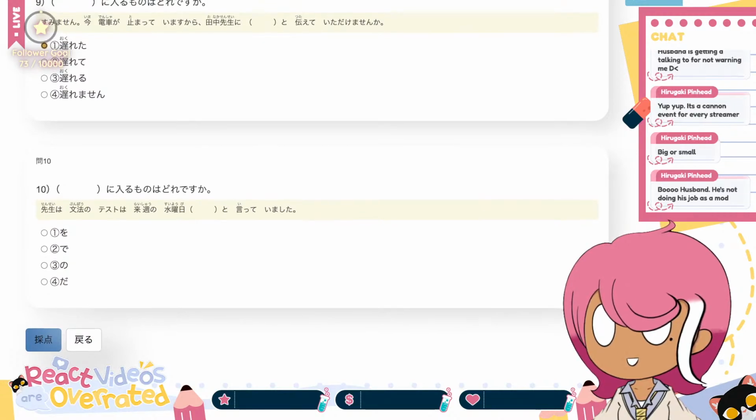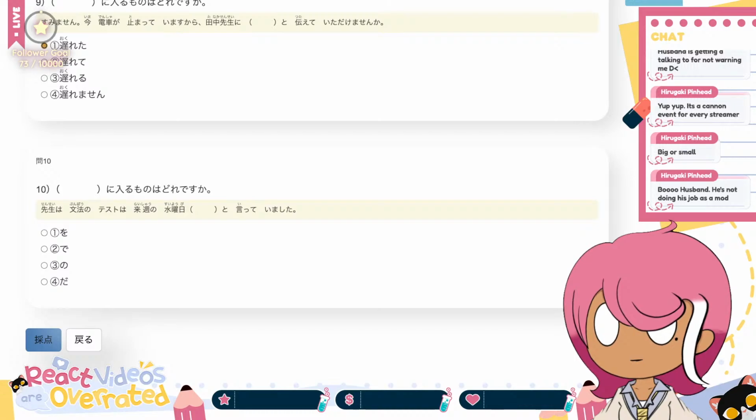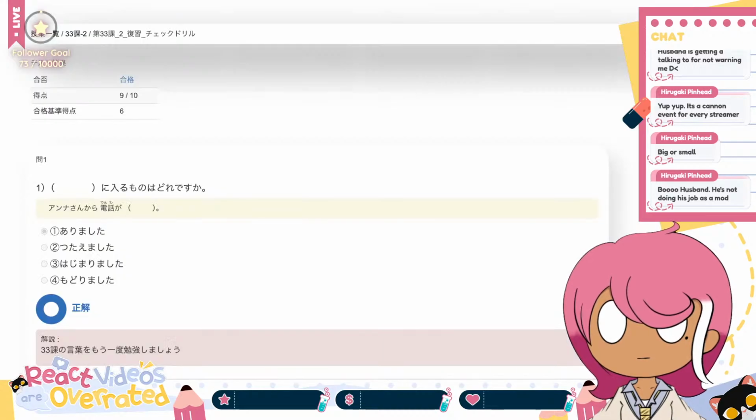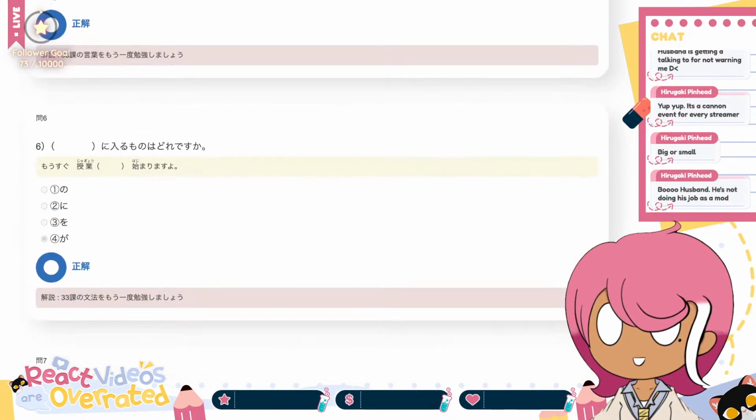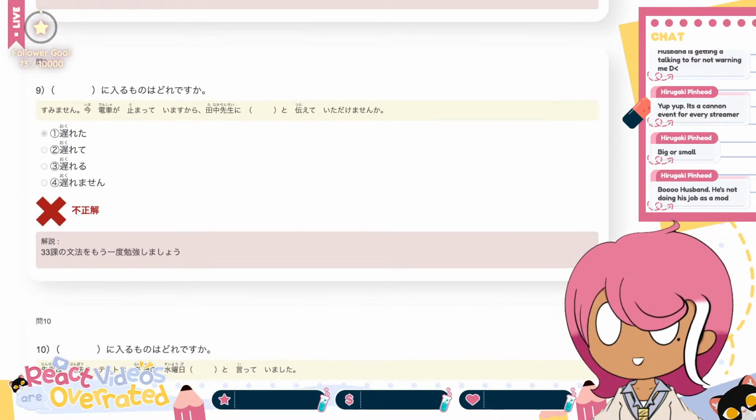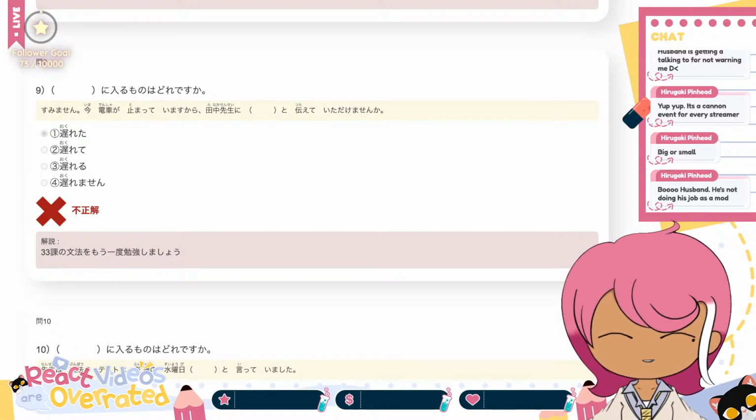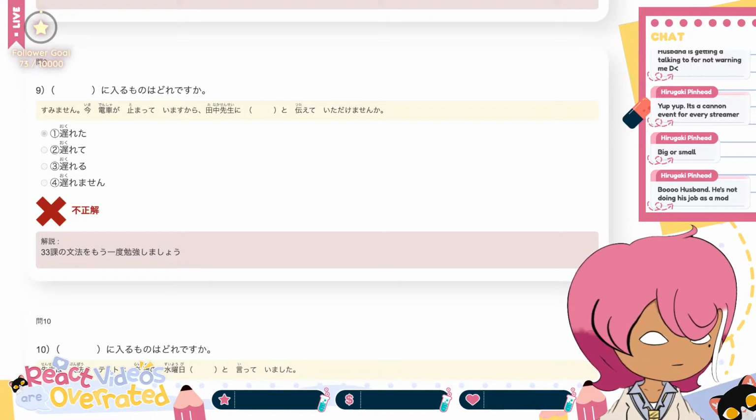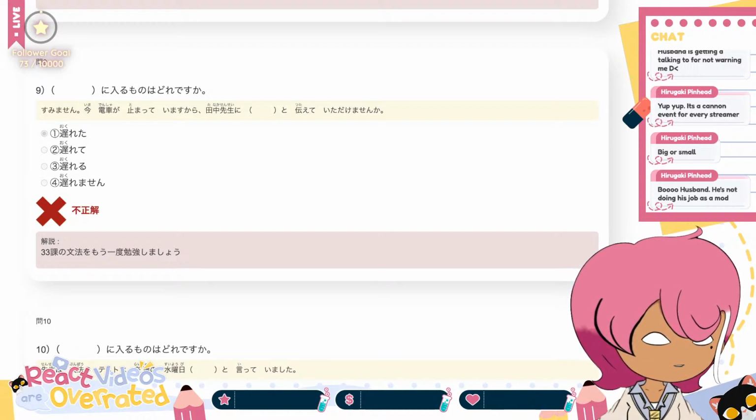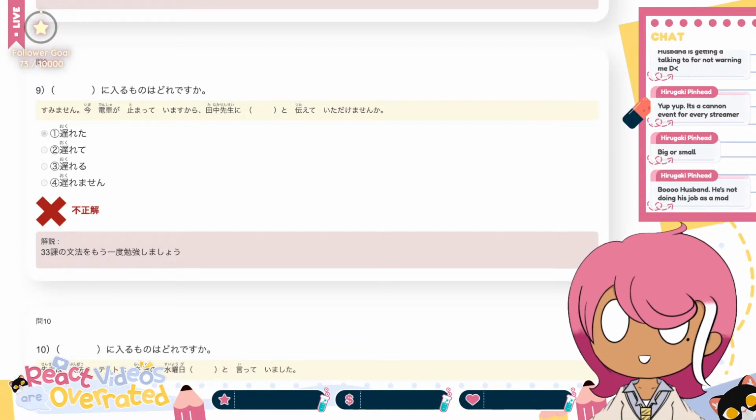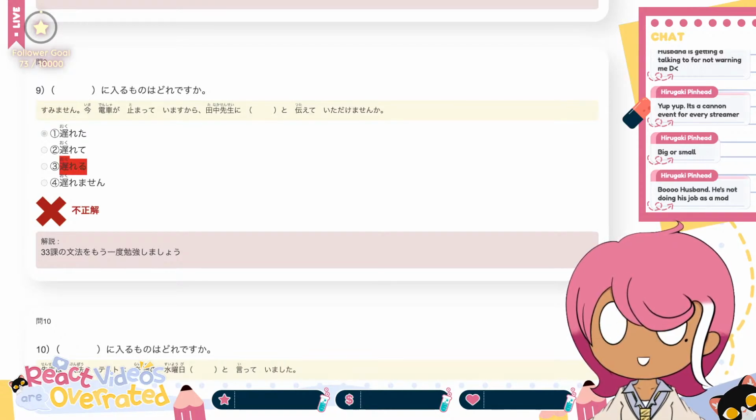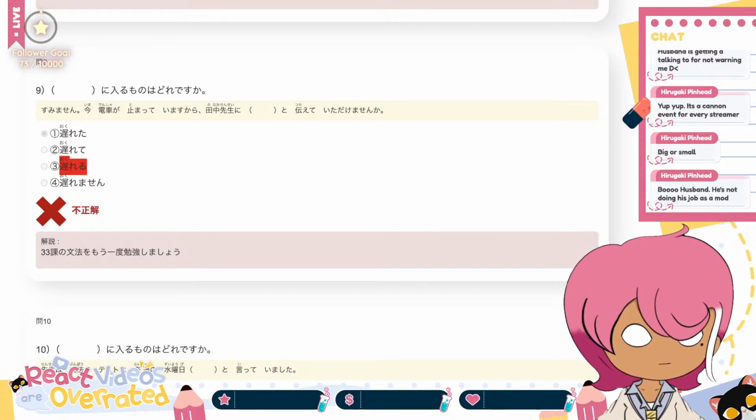先生、文法のテストは来週の水曜日だ。9 out of 10. Ooh, that's nice. Only one wrong. Where is it? So it's not 遅れた。遅れて, maybe. No, 遅れる。This one. Plain form is that. 遅れる。Okay.